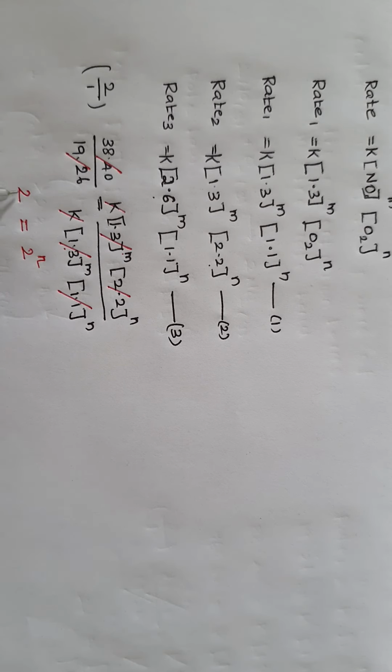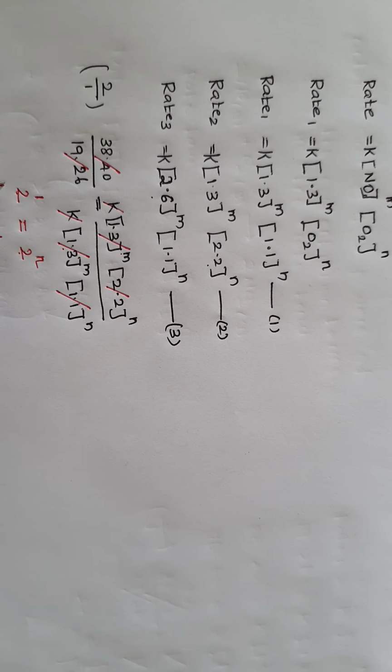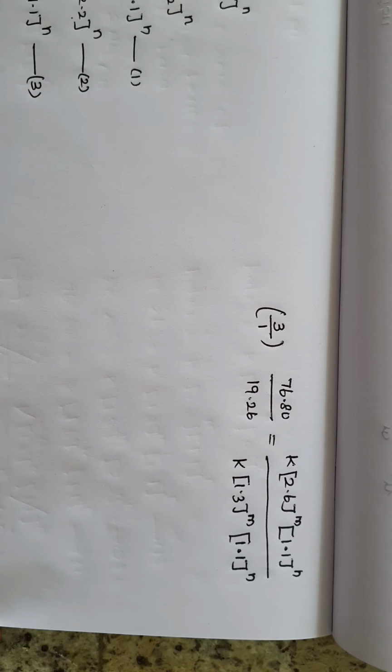So here the base values are the same: left side base value 2, right side base value 2. So we can equate the powers. So n is equal to 1. Now we have calculated the value for n. The n value is equal to 1. In the second case, we will calculate the value for m.